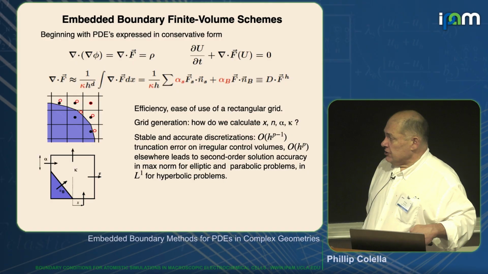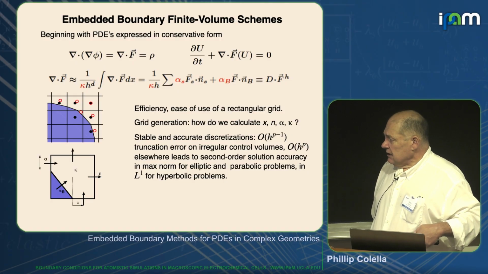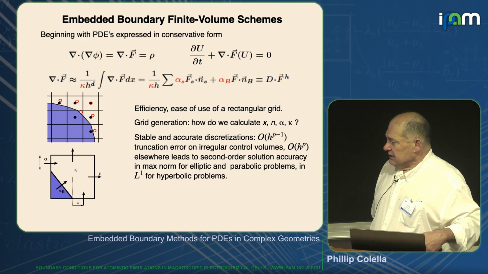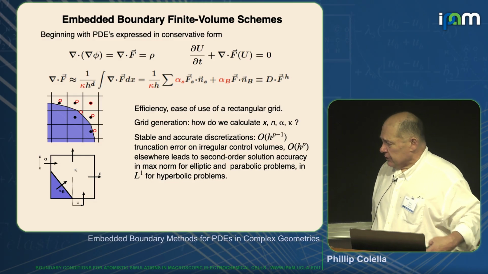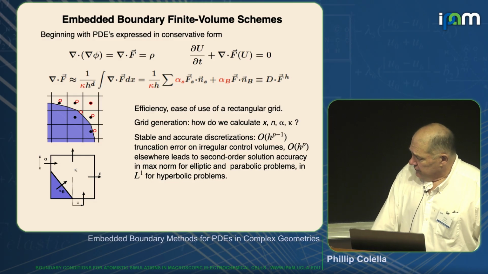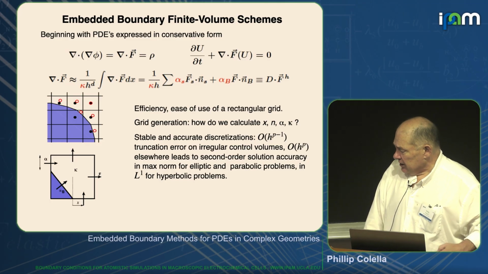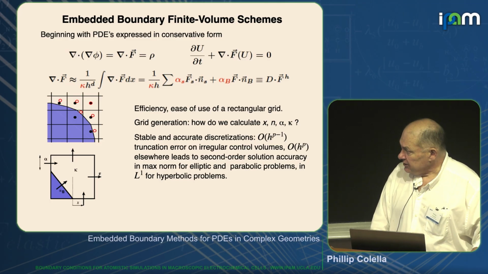I didn't quite completely fix this slide. You want stable and accurate discretizations. Typically, if you are looking for a p-th order method, you can get by with a truncation error of order h to the p minus 1 to get order h to the p solution error. And that shouldn't be second order, that should be p-th order solution accuracy. This is true for classical elliptic and parabolic problems, and it's true at least for L1 in hyperbolic problems. I'll give a little more careful discussion of the ideas behind why we expect this to be true.